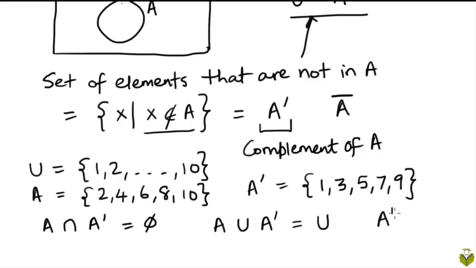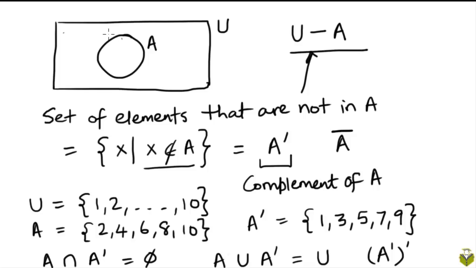What if we take the complement of the complement? So A complement is the set of elements which are not in A. If we take a double complement, if we take the complement of the complement, we get back the set A. So the complement of A complement would be the set A.